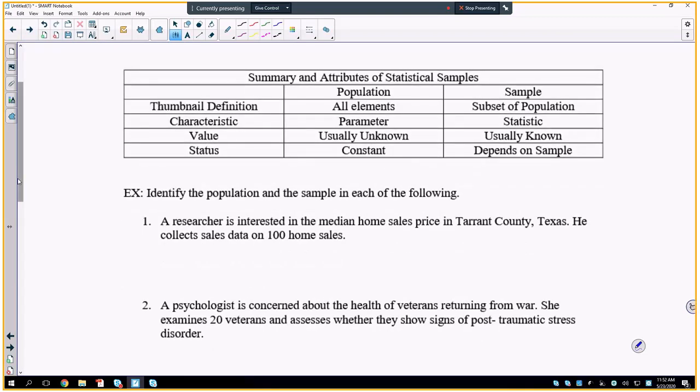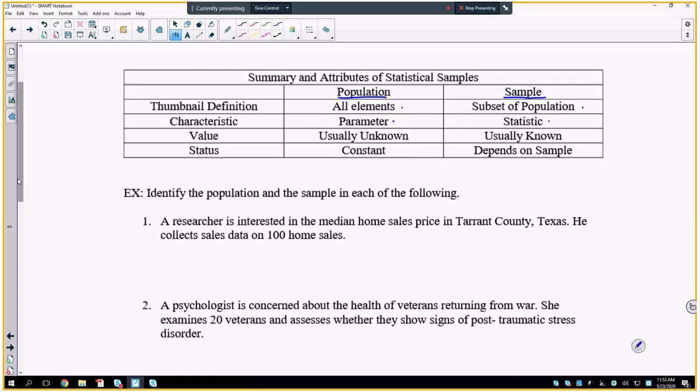So we have a summary of the attributes of statistical samples. Another table here: the population versus the sample. Just a brief definition: the population is all elements, whereas the sample is a subset of the population. And remember, we said the subset of the population could be the whole population. A characteristic of a population is a parameter, whereas a characteristic of a sample is a statistic.